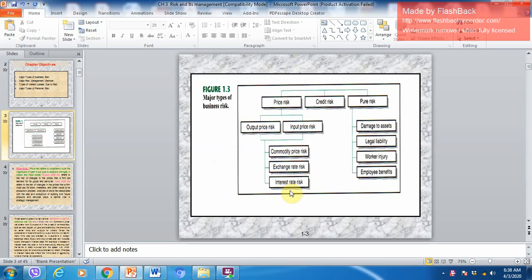Now the next category is credit risk, the second type of business risk. Credit risk is associated with the amount receivable from your customers. You gave them products on credit, and the amount is due upon them, which means you have to take that amount back in the near future.